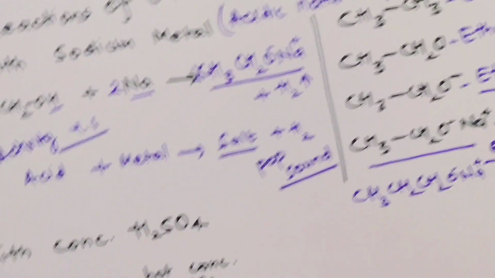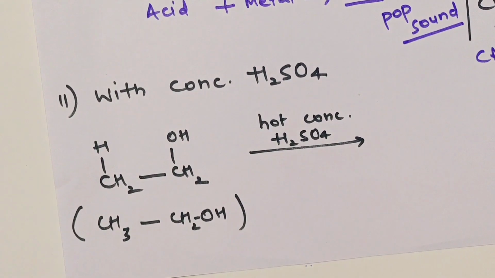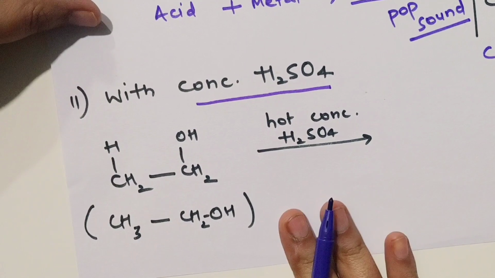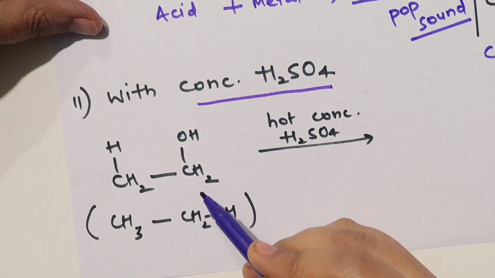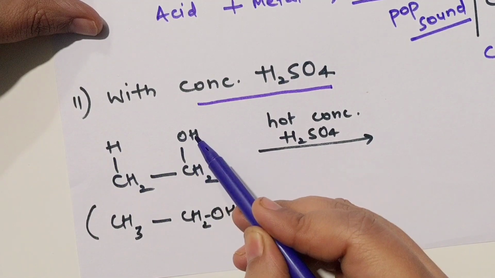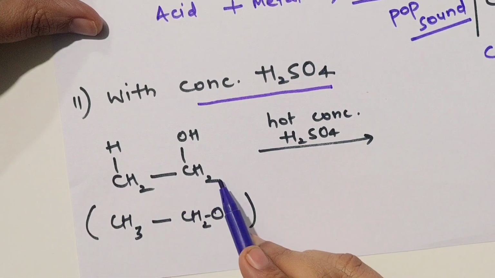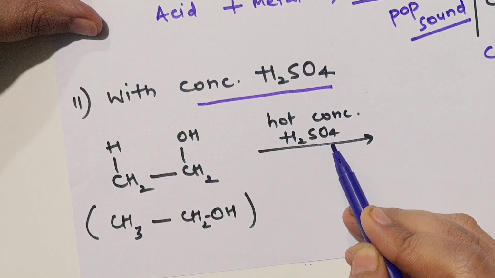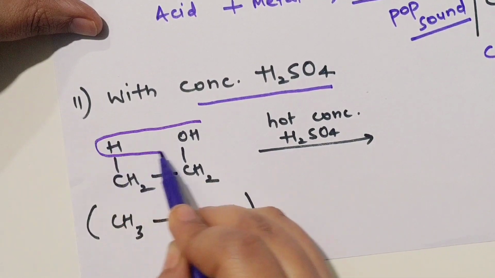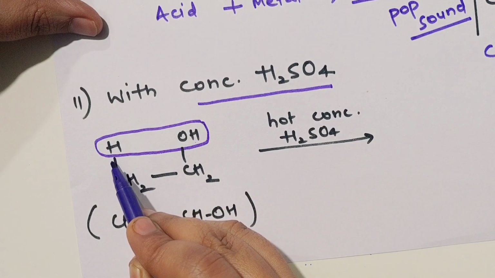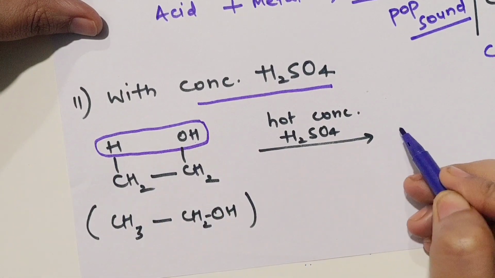Now let's talk about the second reaction of ethanol, its reaction with concentrated sulfuric acid. For simplicity's sake, I have written ethanol in this way. I have shown one CH bond and one COH bond, because when we treat ethanol, or basically any alcohol, with hot concentrated sulfuric acid, water is removed. OH from this carbon will go and H from the adjacent carbon will go. So what will you get?